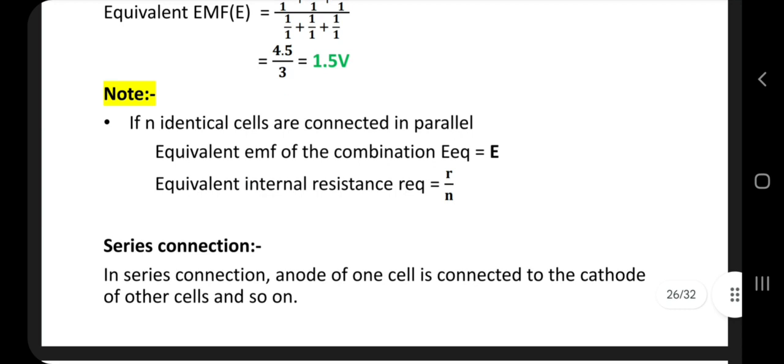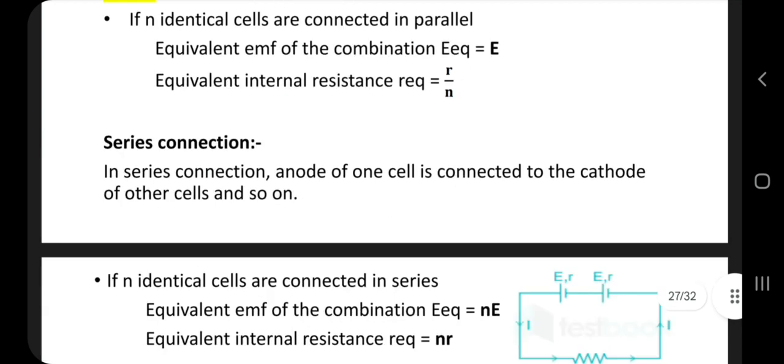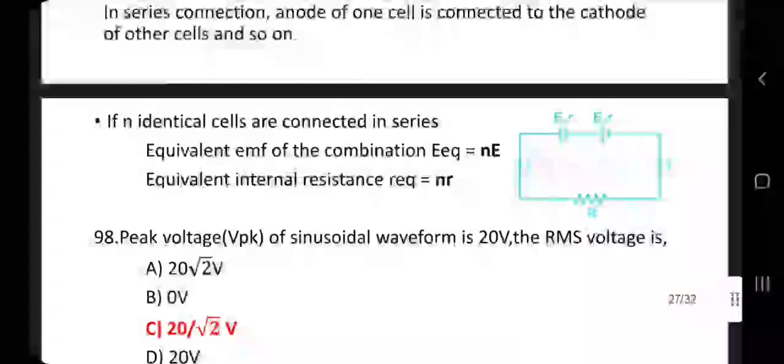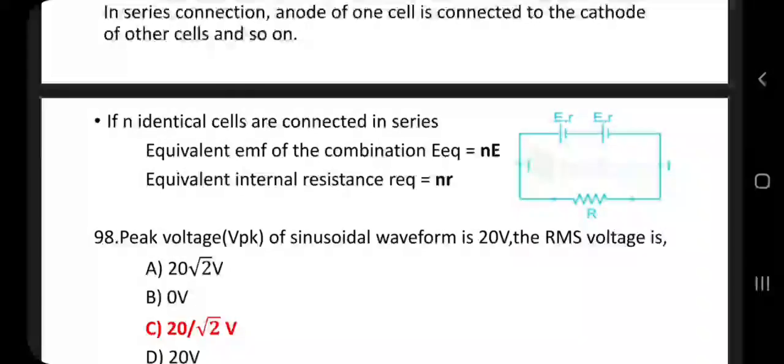Series connection. In series connection, the anode of one cell is connected to the cathode of another cell and so on. If n identical cells are connected in series, equivalent EMF of the combination E equivalent equals nE, and equivalent internal resistance is nR.